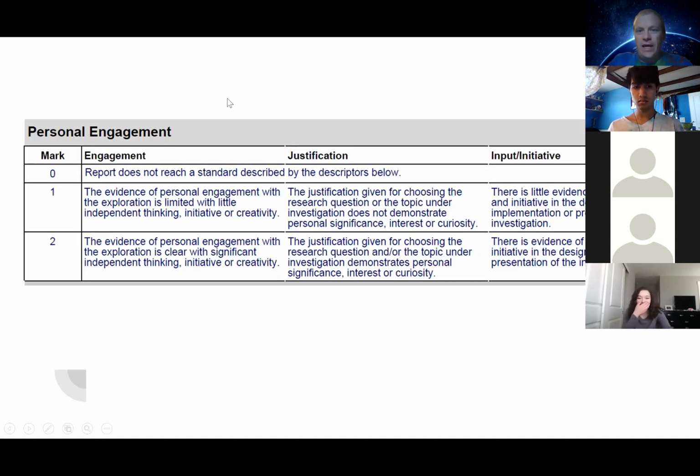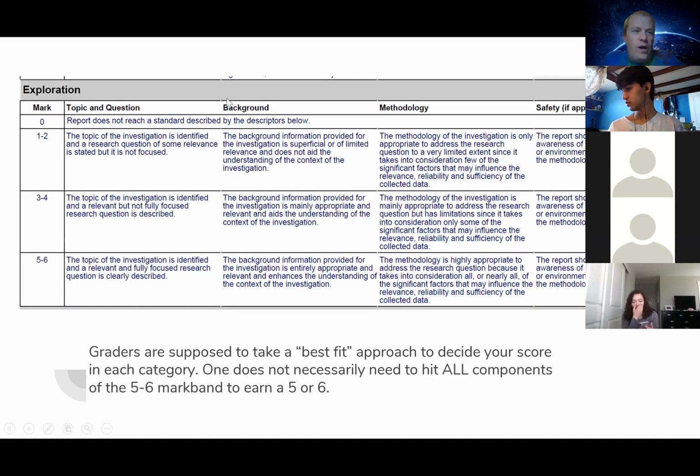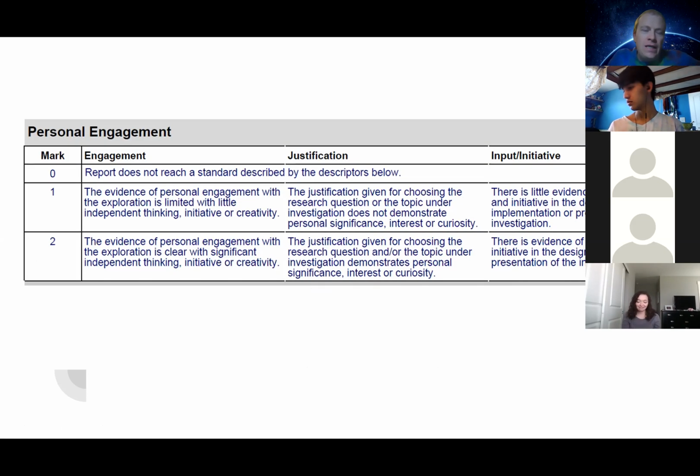So this is personal engagement. Exploration is 6 points, personal engagement 2 points. One thing I think is kind of unfair about this rubric is that in some cases you're actually held to a higher standard than what this rubric says. Because what IB does is every year they put out information about how you should be grading things. And I think it's pretty clear in some cases you're held to a higher standard.